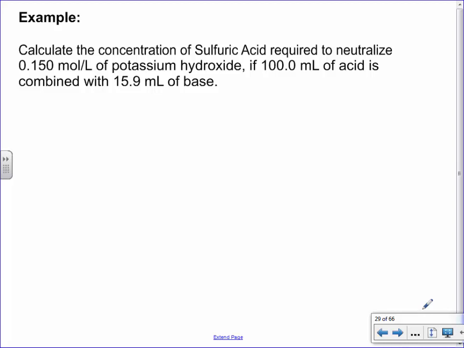Okay, so first step, we need to write ourselves a balanced equation. We're going to need that at some point. What's sulfuric acid's formula? Yeah, H2SO4. Okay, and then we're going to neutralize potassium hydroxide. That'll be KOH. We'll go with aqueous for these guys. What kind of reaction is this? You could either call it neutralization or double replacement. They're both kind of the same thing.